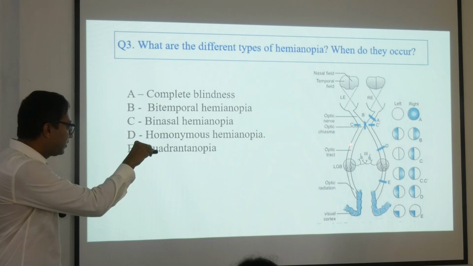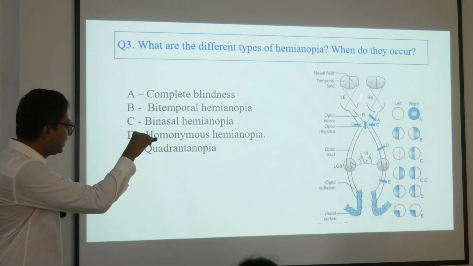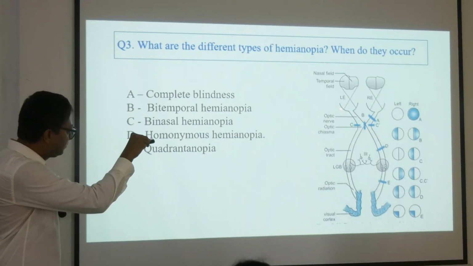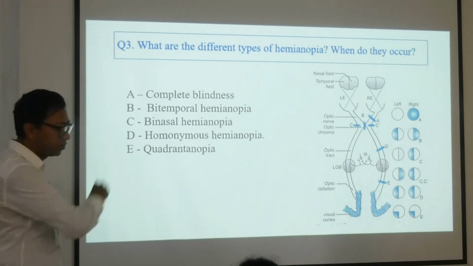And the temporal fibers, they are not crossing. Okay, the temporal fibers of the left eye stay on the same side, so it is coming in this way, on the same side, and coming to the lateral geniculate body.